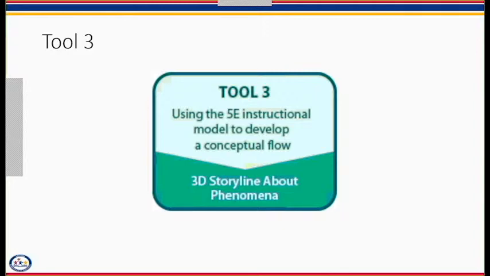So by using the 5E model and your unit blueprint from Tool 1, you're going to develop a really good storyline and conceptual flow that aligns with our new standards and provide an integrated approach to instruction while laying the groundwork for Tool 4, where you're going to find your resources.